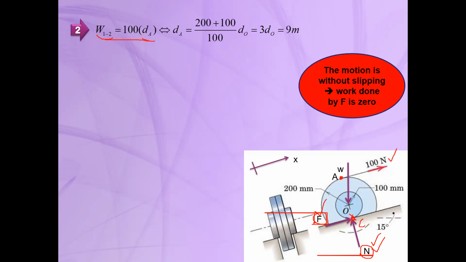So this point C will be a constant and stationary point, and it will not move. When the displacement of this point is 0, the displacement of forces F and N is 0 for both of them. So the work done by these two forces is 0. So we will only have this 100 Newton force multiplied by dA, which is the displacement of point A. To obtain dA, we can use the geometry of this problem.